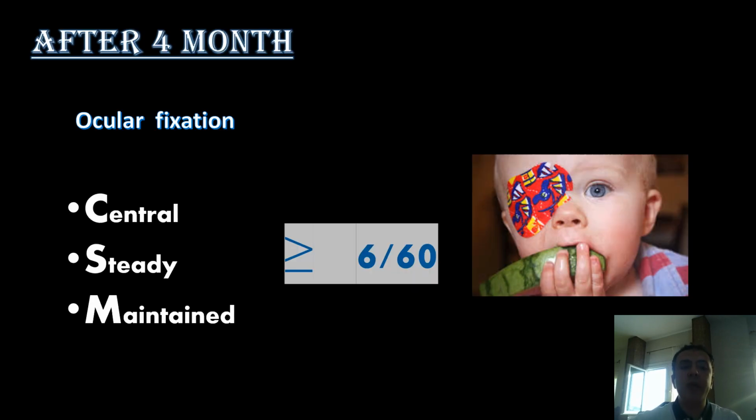After 4 months, we can assess for fixation because myelination is much better in the fixing nerves. So I have to search for central, steady, maintained fixation on objects. If I am showing at the child with an object who will have central fixation, like in this one, you will have steady fixation and it will be maintained, and this means vision is better than 6/60.